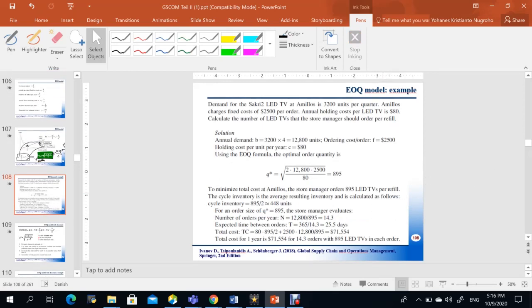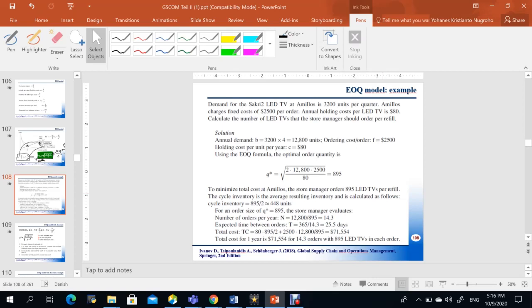Let's work with an example in this slide. Demand for Sacred 2 LED TV at Amilos is 3,200 units per quarter. Amilos charges fixed costs of $2,500 per order. Annual holding cost per LED TV is $80. The question is to calculate the number of LED TVs that the store manager should order per refill.